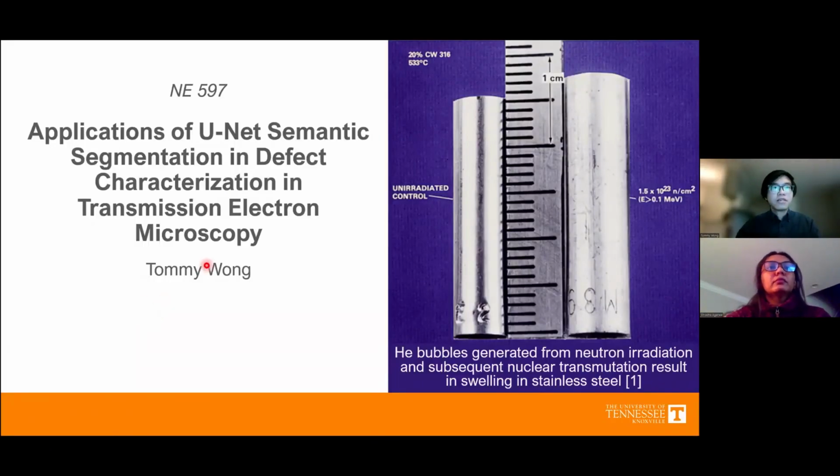So I'm Tommy Wong, and I'll be presenting on applications of using UNet in semantic segmentation, particularly in the characterization of radiation-induced defects in images from transmission electron microscopy.